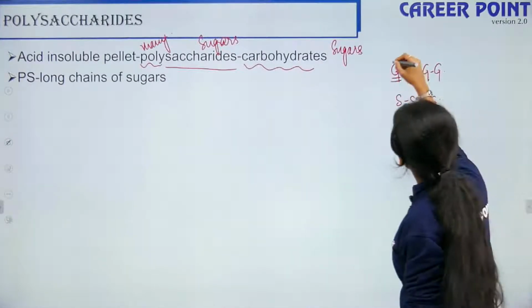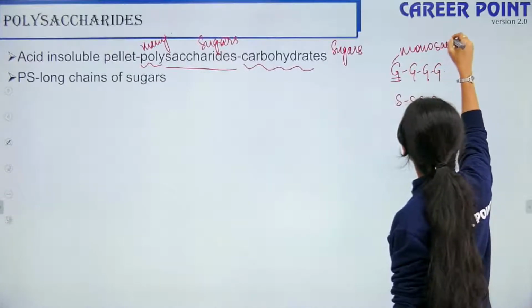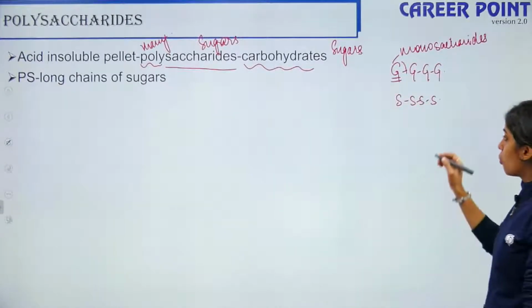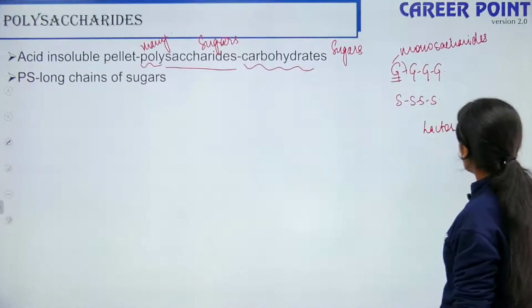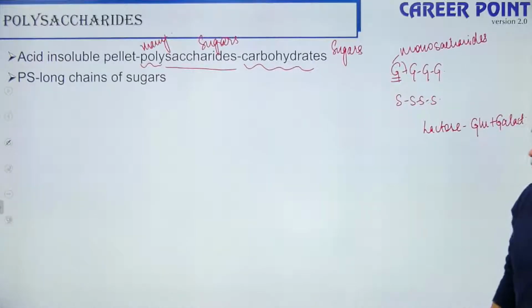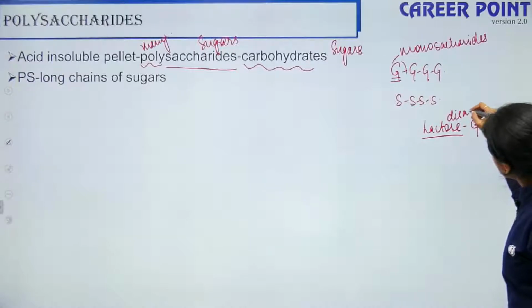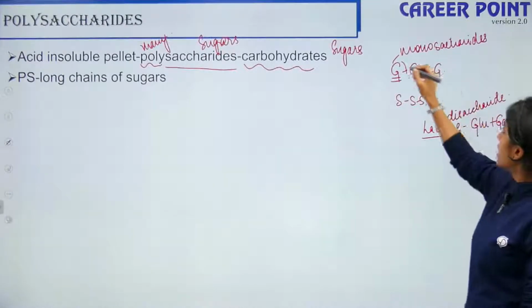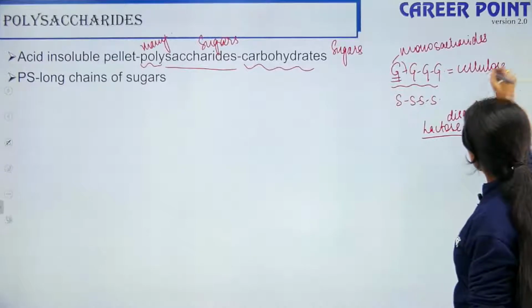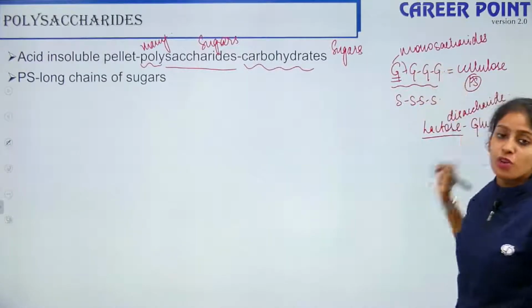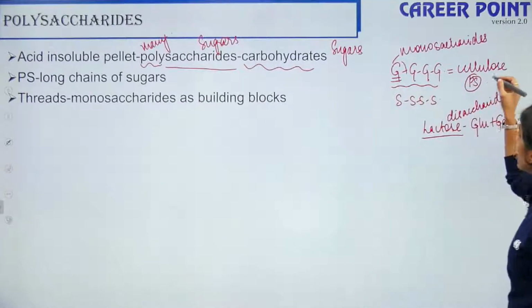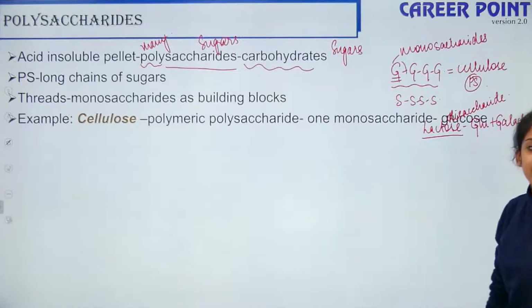Glucose is a monosaccharide, meaning it cannot be broken down into any further components. This is the basic unit. Whereas lactose is a disaccharide, it can be broken down into glucose plus galactose. So this is a disaccharide, and this is a monosaccharide. A group of these forms your cellulose. So this is a polysaccharide because it has many individual monosaccharides as building blocks. Your polysaccharides have monosaccharides as the basic unit.